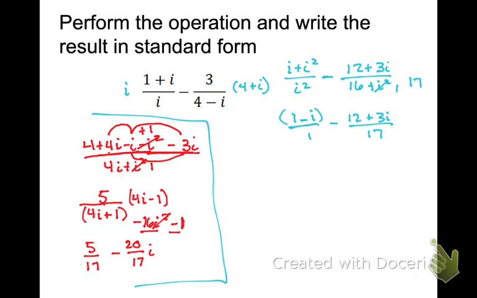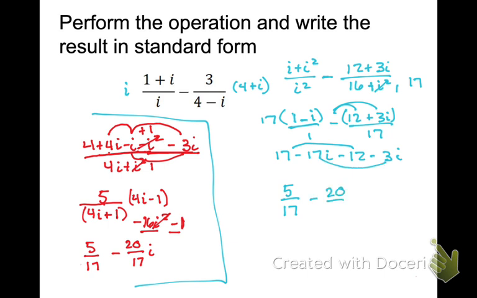So I'm going to multiply this by 17. So I get 17 minus 17i minus 12 minus 3i. So I get 5 for my real. You mean plus 3i? No, this is a quantity, you have to distribute it. Oh, okay, you get 5 over 17 and negative 20 over 17. Whoa. To me, I feel like that was less work.